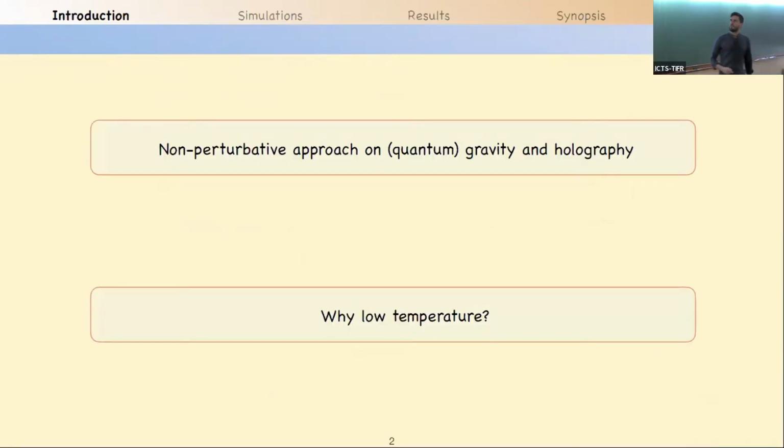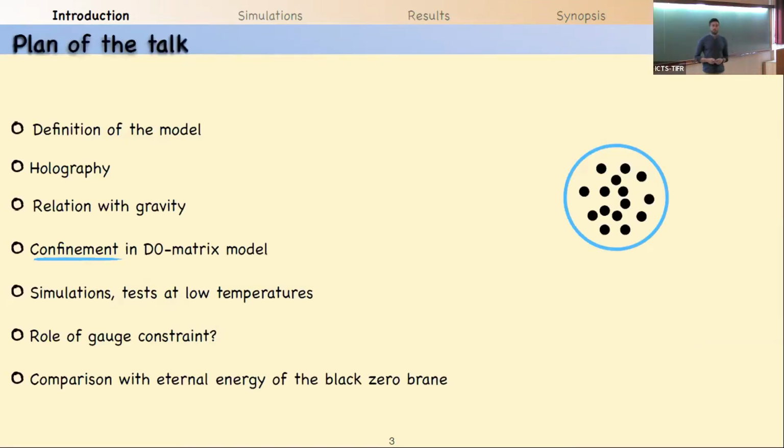So the plan of the talk, first of all, is to motivate a little bit this work. And of course, it is a non-perturbative approach to gravity and quantum gravity and holography in general. The question why I'm interested in low temperatures is because in low temperatures, we have analytically known gravity duals. And then we can essentially test a little bit better the holography. So this is the outline of the talk.